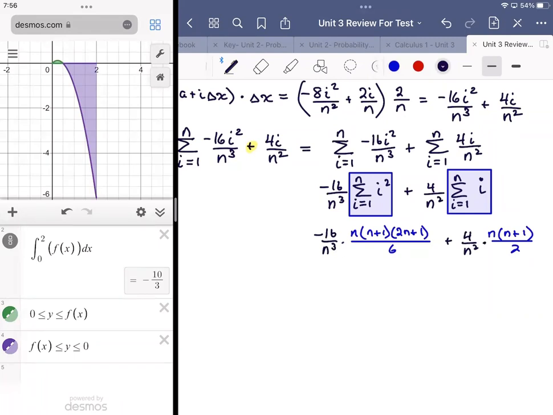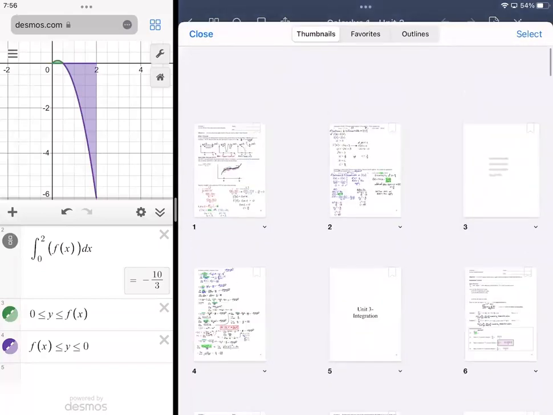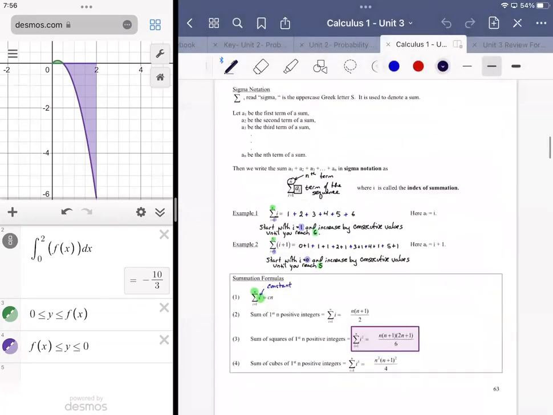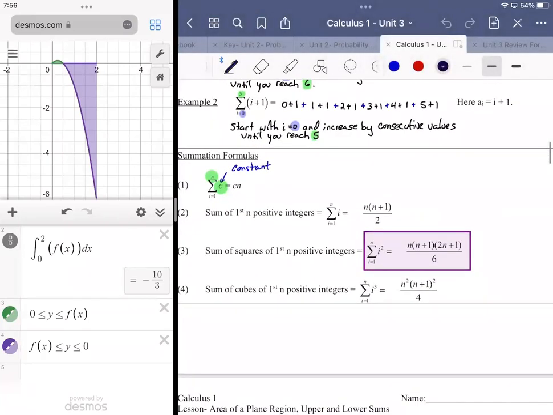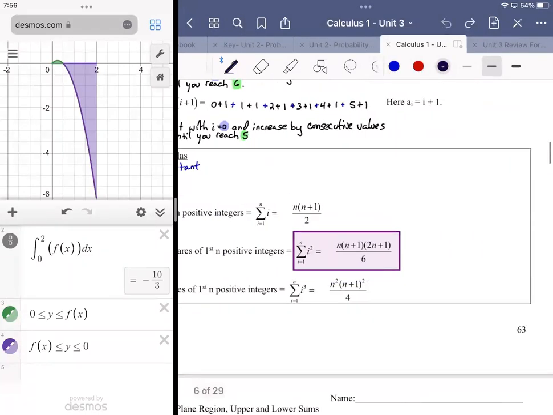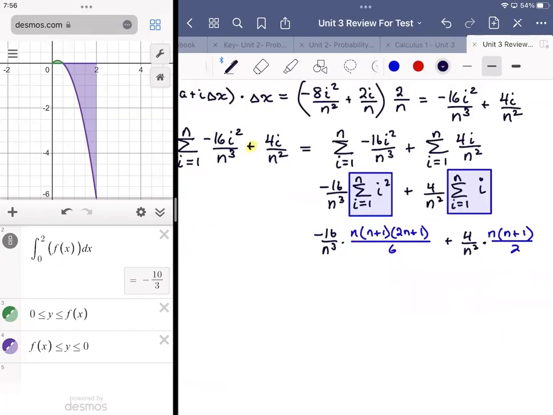All right. So if you need to refer to them, they're in your packet under integration, page 63. So the ones I'm using are these two, but it's page 63. That's where you want to get this information. All right. So then the summations are gone, which is great news, finally.